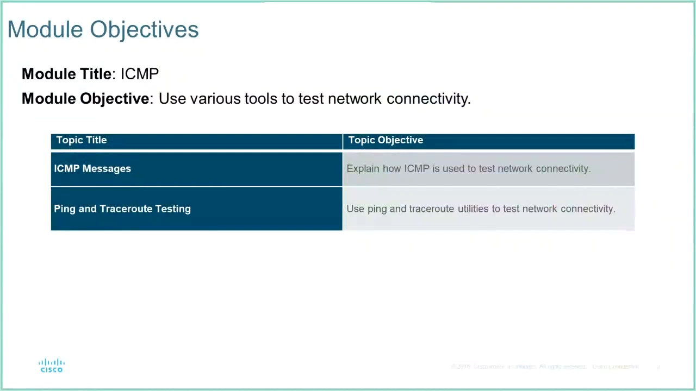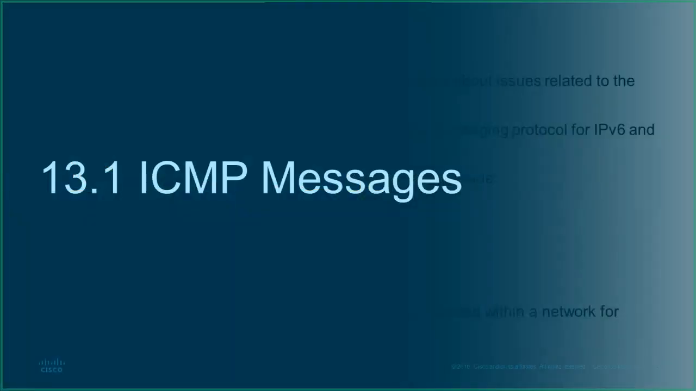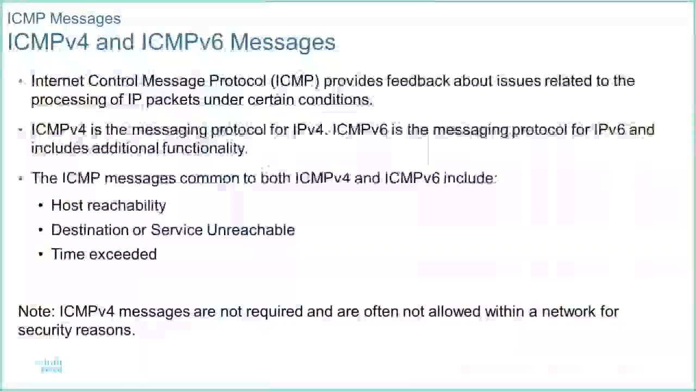Okay, so basically we use ICMP to check for network connectivity between devices, and the two commands that we use the most within this testing regime are ping and traceroute. We do this because it allows us to get messages back on the condition of the packet handling as it goes through the network. So ICMP provides feedback on the processing of IP traffic.